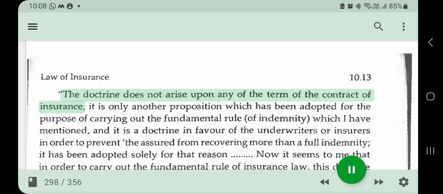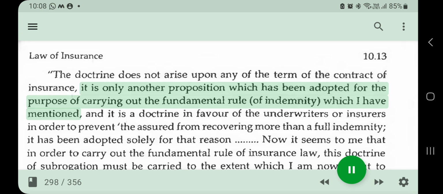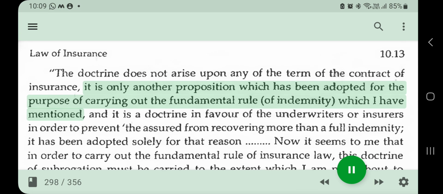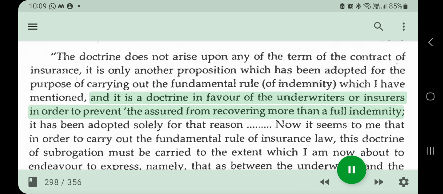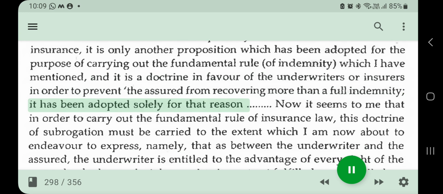The doctrine does not arise upon any of the terms of the contract of insurance, it is only another proposition which has been adopted for the purpose of carrying out the fundamental rule of indemnity, which I have mentioned, and it is a doctrine in favor of the underwriters or insurers in order to prevent the assured from recovering more than a full indemnity. It has been adopted solely for that reason.